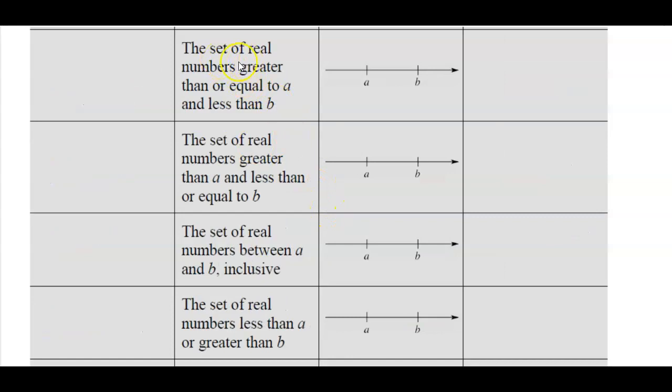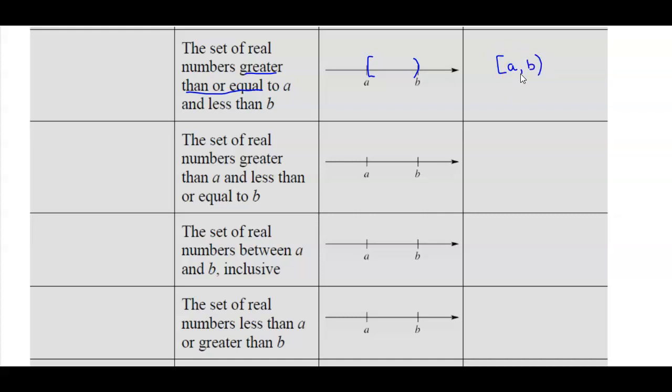Okay, next it says the set of real numbers greater than or equal to a and less than b. So that means it's going to be greater than or equal to a. So we have a bracket at greater than or equal to a. And it says less than b. So that means it's going to have a parenthesis here because it does not include the b. So therefore, we would have bracket with an a, comma, b with a parenthesis at the end.